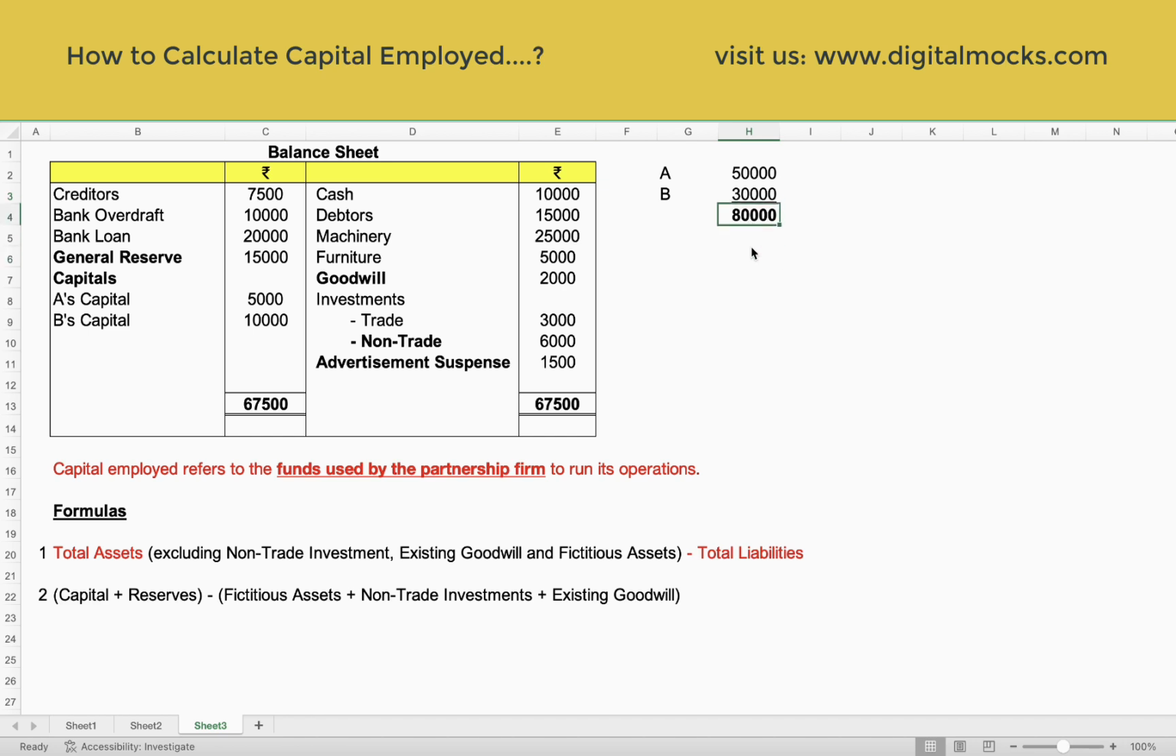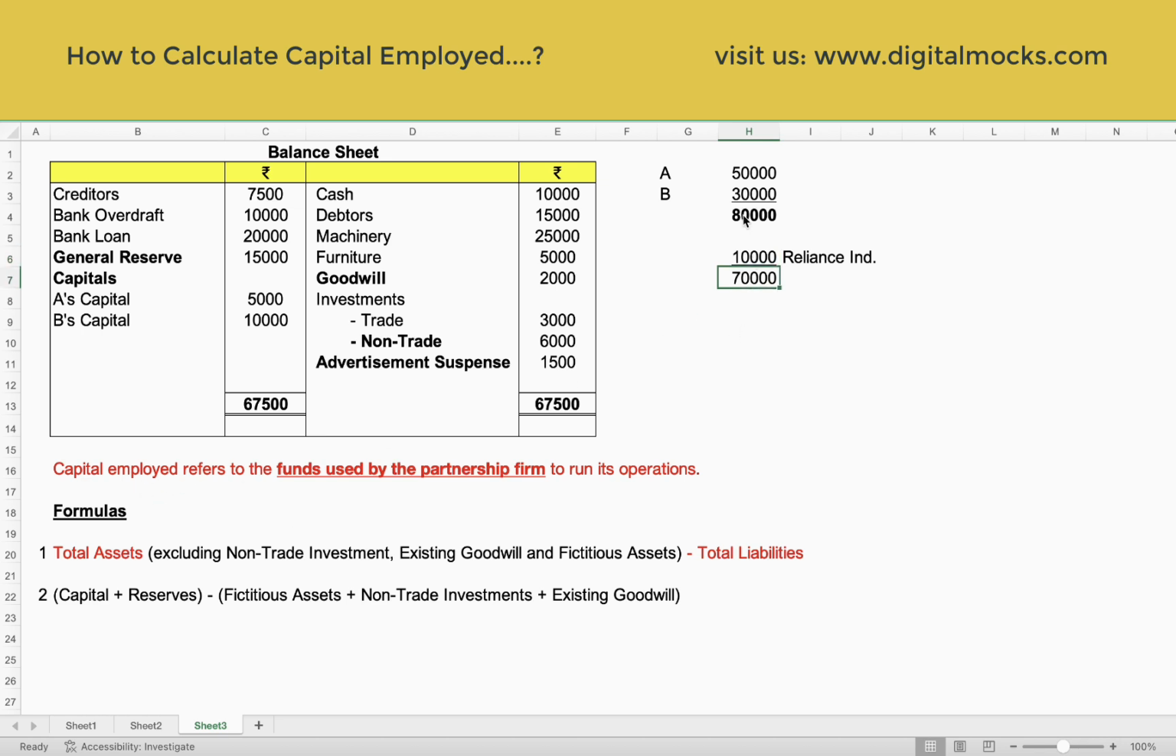Now imagine out of this 80,000, 10,000 they have invested in Reliance Industry. They bought the shares of Reliance Industry and they invested rupees 10,000. Right? So both together invested 80,000, but out of that rupees 10,000 they have invested outside the firm. Okay. So how much money is left in the firm? Only 70,000.